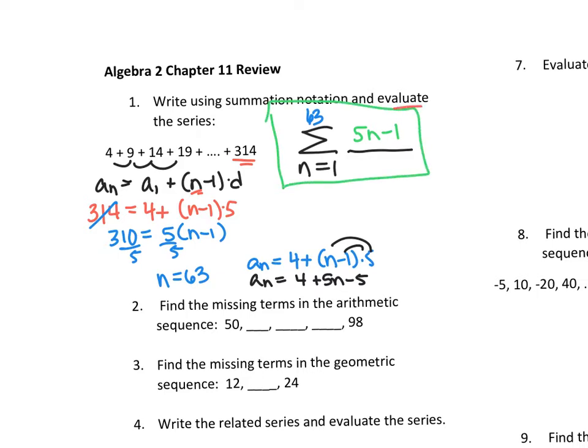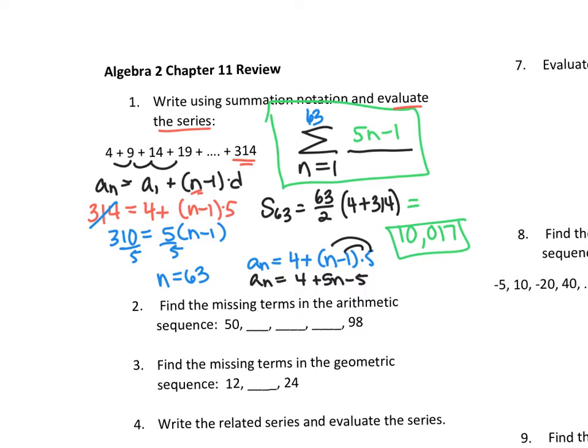Okay, then I want to evaluate the series. So it's important to know what evaluate the series means. It means you're going to add up all the terms of the sequence. So I'm not going to do that if I have 63 terms. So I'm going to use the arithmetic series formula, which is the sum of the first 63 terms of the sequence is the number of terms divided by 2 times the first term, which is 4, plus the 63rd term or last term in your sequence. So the sum of that is 10,017.